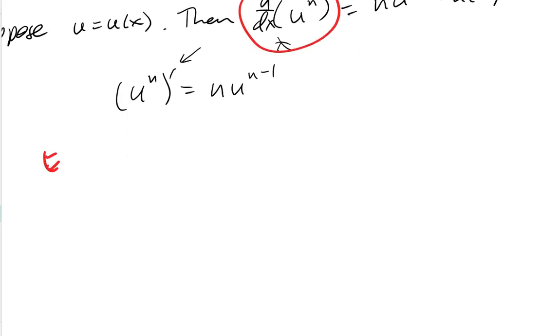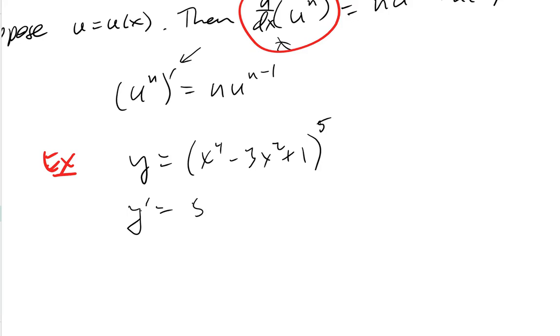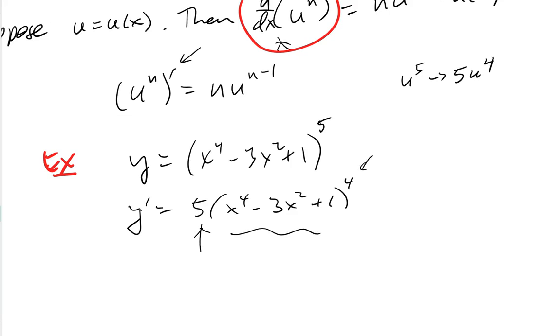Okay, so let's do an example of this. Suppose y is x to the 4th minus 3x squared plus 1, and then that would be to the 5th power. So then y prime would be, you take the 5, pull it down in front, you rewrite the inside, x to the 4th minus 3x squared plus 1 here, and then you decrease the power by 1, just like you would normally. See, if it were u to the 5th, the derivative would be 5u to the 4th. So 5u to the 4th, like that.